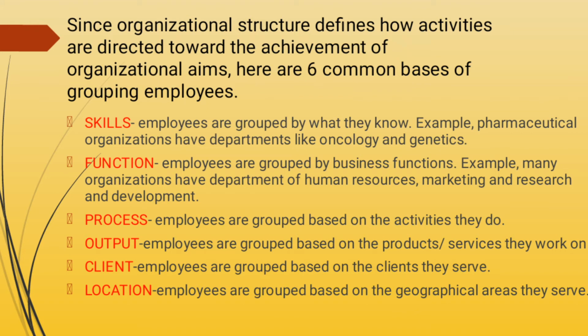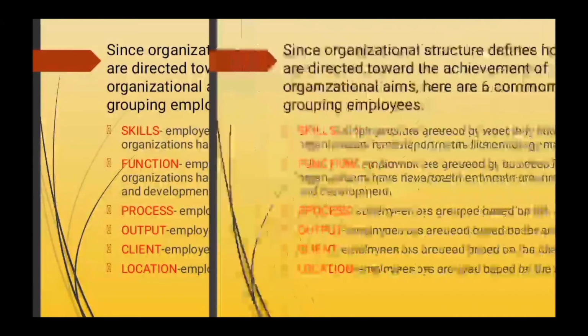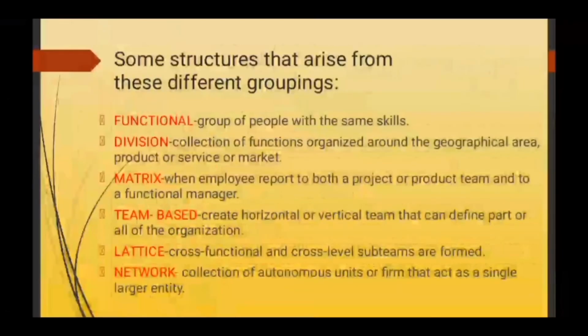Output. Employees are grouped based on the products or services they work on. Client. Employees are grouped based on the clients they serve. Location. Employees are grouped based on the geographical areas they serve. And now let us discuss some of the structures that arise from the different groupings.